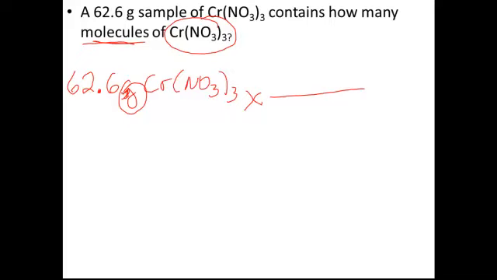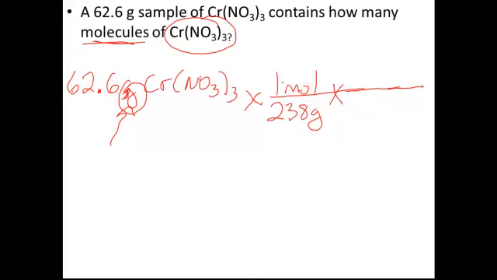And I calculate it as 238 grams per mole. So since I have grams on top, I want to cancel grams, so I'm going to go 238 grams in 1 mole. And then, just to save some space here, I'm going to try to fit that last part on there. So now I've got moles.